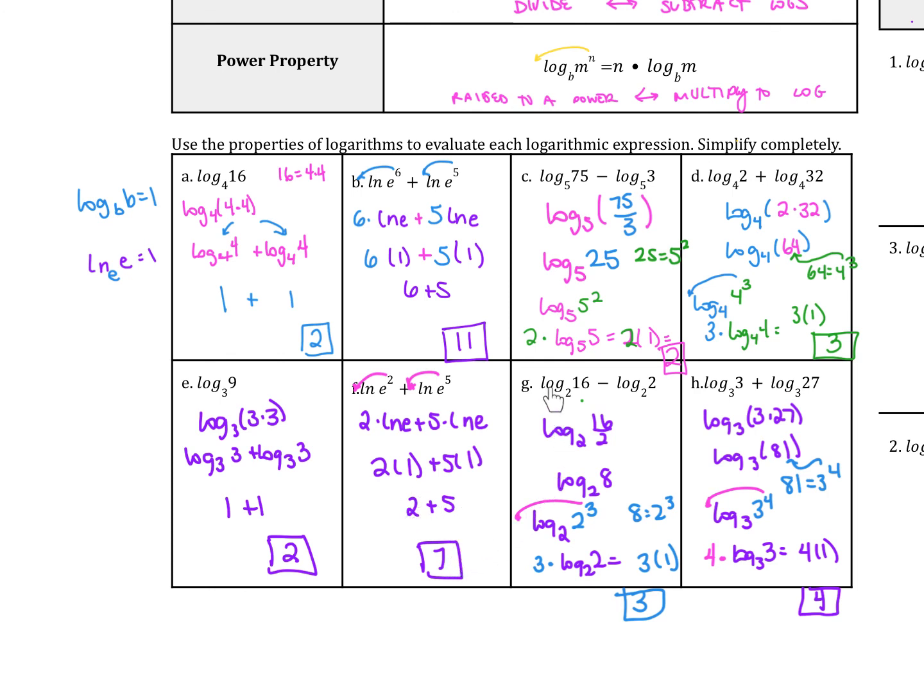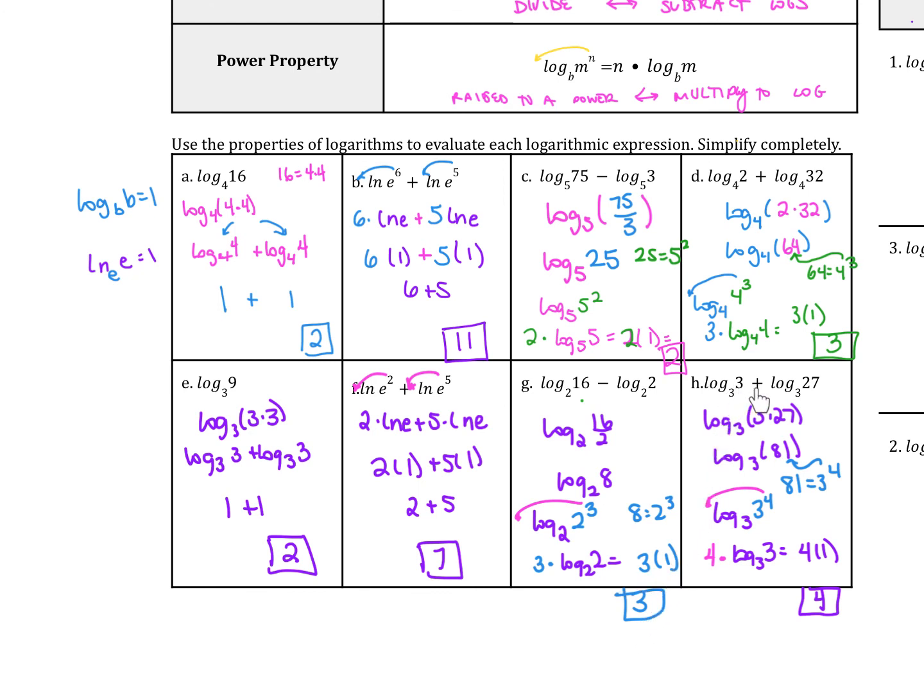Then we have log base 2 of 16 minus log base 2 of 2. With the subtraction, we're going to condense and divide. Notice this isn't log base 2 of 16 over log base 2 of 2. That is something completely different. So be very careful. We're condensing it to a single log. So that becomes log base 2 of 8. 8 is 2 to the 3rd power, so I substitute it in. Then I use the power property, and my final answer is 3.